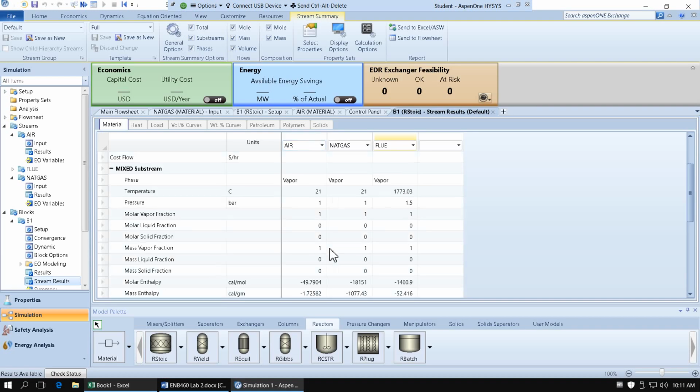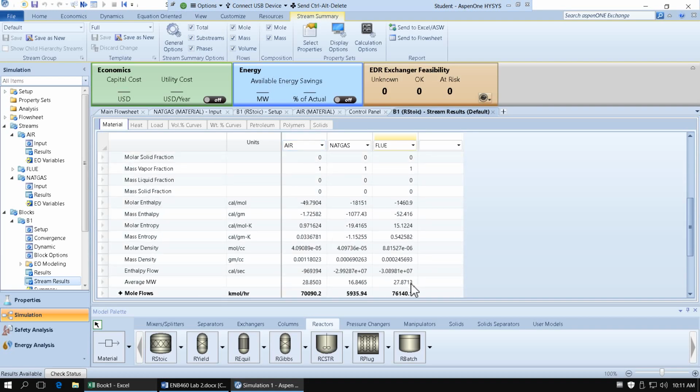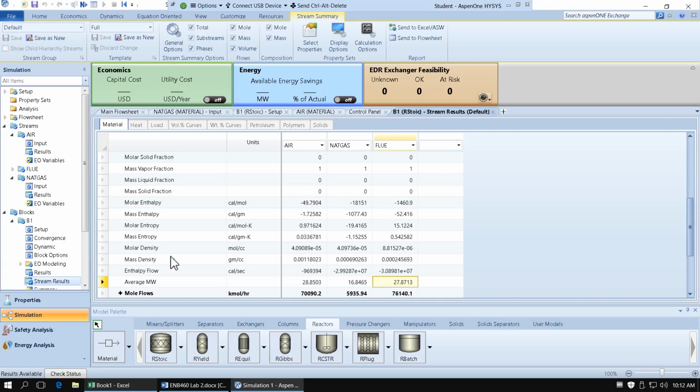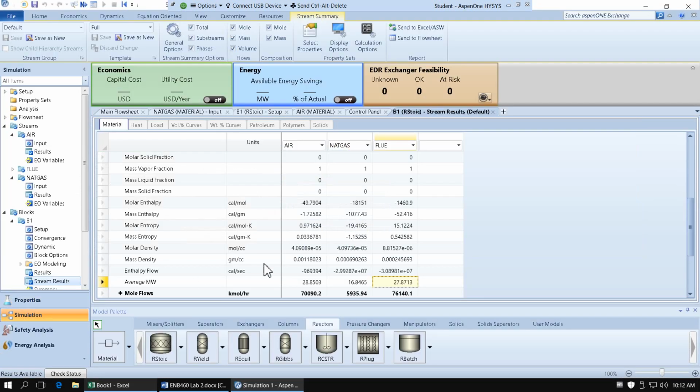Molecular weight, you can see it here. Average molecular weight is 27.87. Specific heat, we'll get to that in a while. Let's just go density right now. And that's in kilograms per cubic meter. So gram per cc gets changed to kilogram per cubic meter, and that's 0.245693.